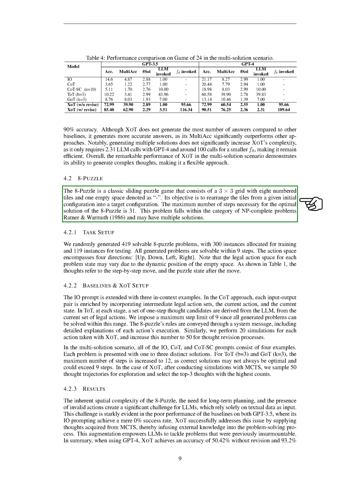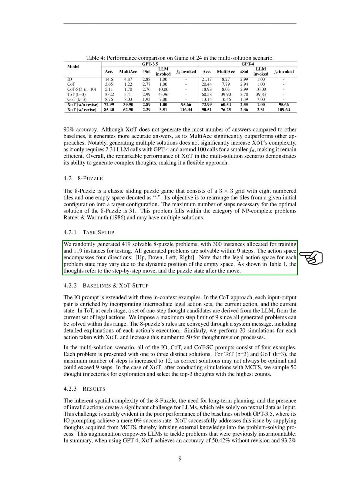The 8 puzzle is a classic sliding puzzle game that consists of a 3x3 grid with 8 numbered tiles and 1 empty space. The goal is to rearrange the tiles from a given initial configuration into a target configuration. The maximum number of steps necessary for the optimal solution of the 8 puzzle is 31. This problem is categorized as an NP-complete problem and may have multiple solutions.